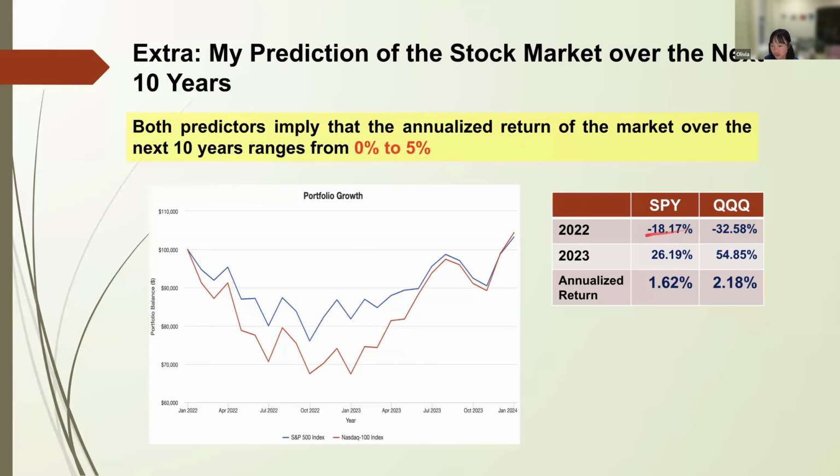And in QQQ, 2022, it had a loss of 32.58%, and in 2023, it had a gain of 54.85%. So a total return of 2% approximately. So you can see this matches the predictors, because the predictors imply that the annualized return will be from 0 to 5%. So far, not too great overall. But I believe the market will still have gains, but it will not be the best in the near future.